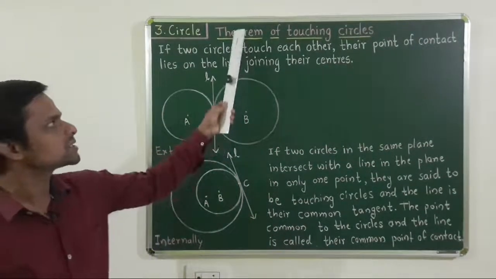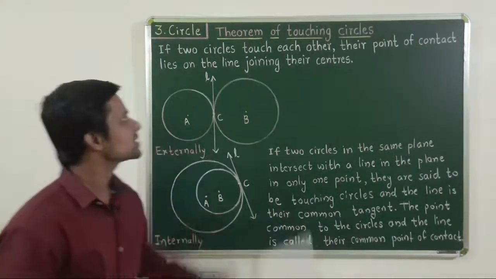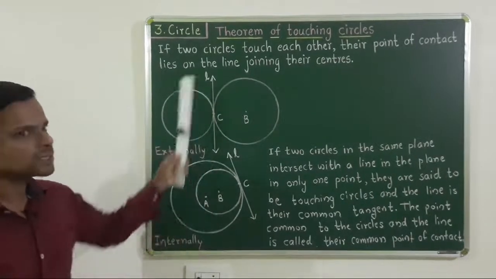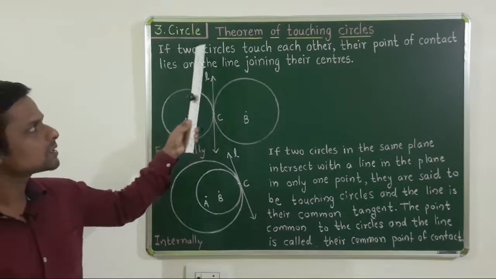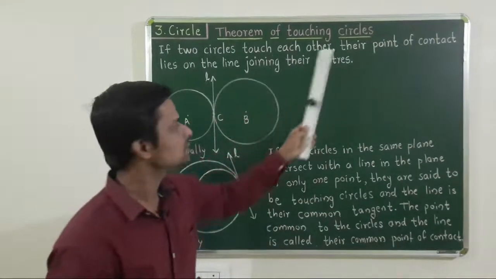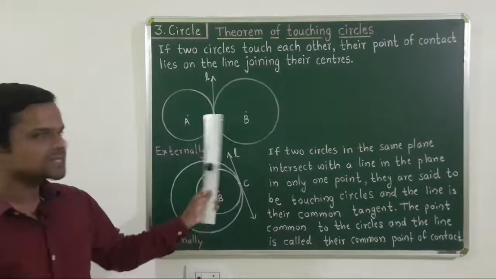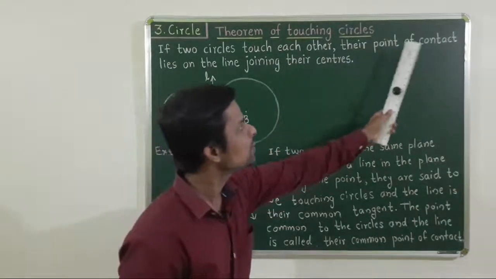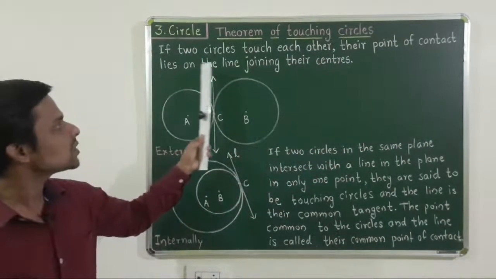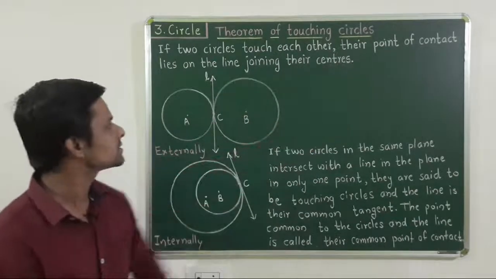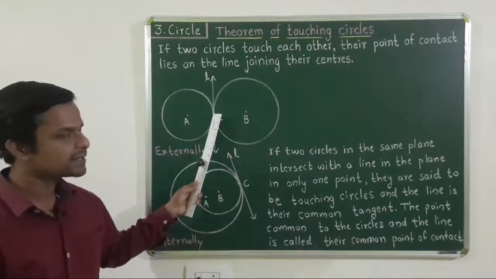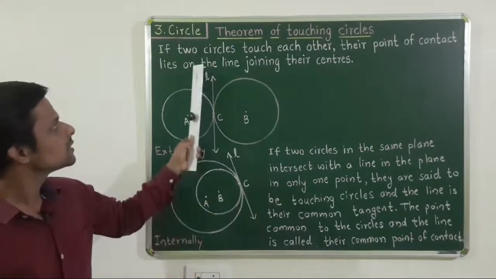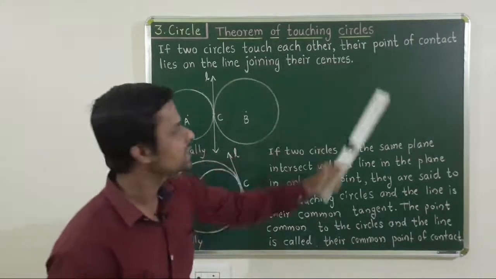Now we'll move towards the theorem of touching circles. The statement is already written here. The diagram is also the same for this theorem. If two circles touch each other, either externally or internally, their point of contact lies on the line joining their centers. Their point of contact, that is point C here, also point C, lies on the line joining their centers.